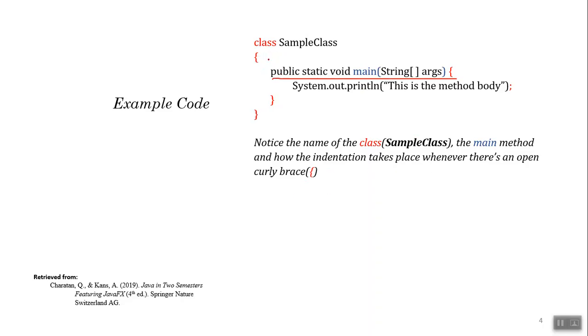So as you can see, after naming the class, we have an open curly brace, and then the next line would be indented. And then again, after the implementation of the method signature, we have again an open curly brace. So the next line would be indented again. Okay. So this is just a simple example of printing. This is method body.